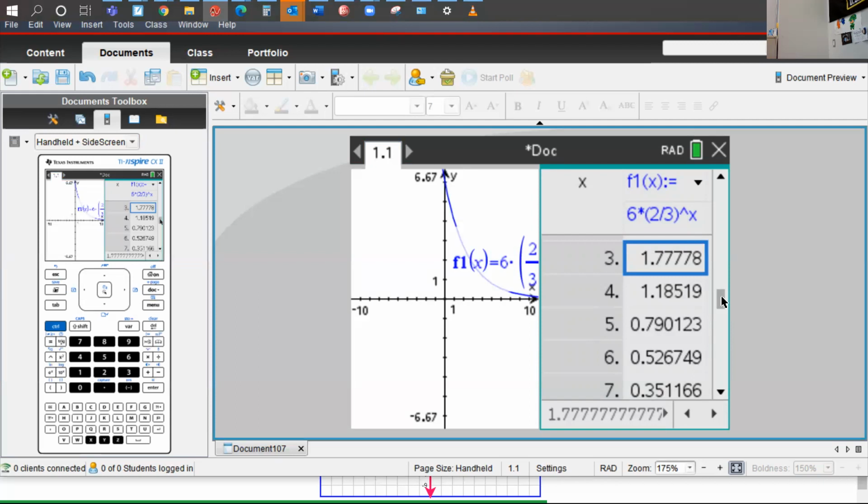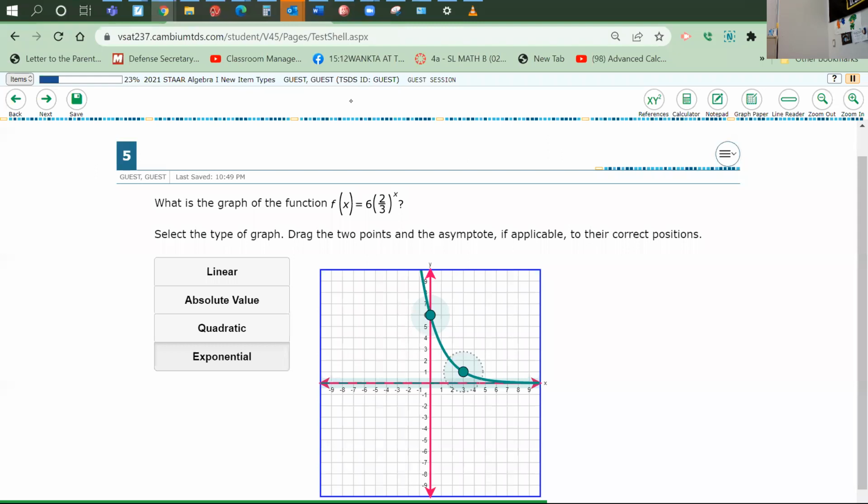When x is 4, we have 1.1, or we can say roughly 1. When x is 4, we have 1.1, right? So I'm going to place the second dot at this point: 4, 1.1. I'll just call it 1.2. Let's go back over here. So that's how we're going to place that second point.